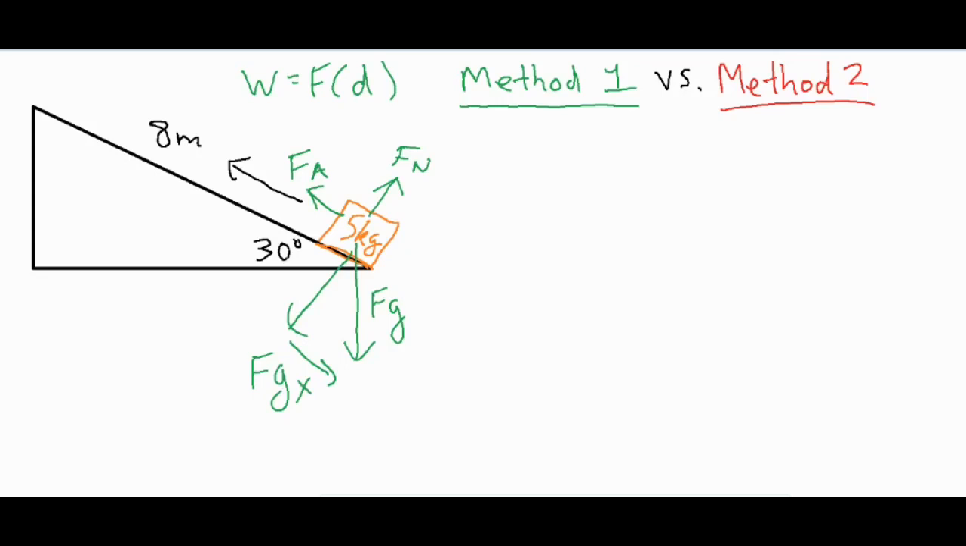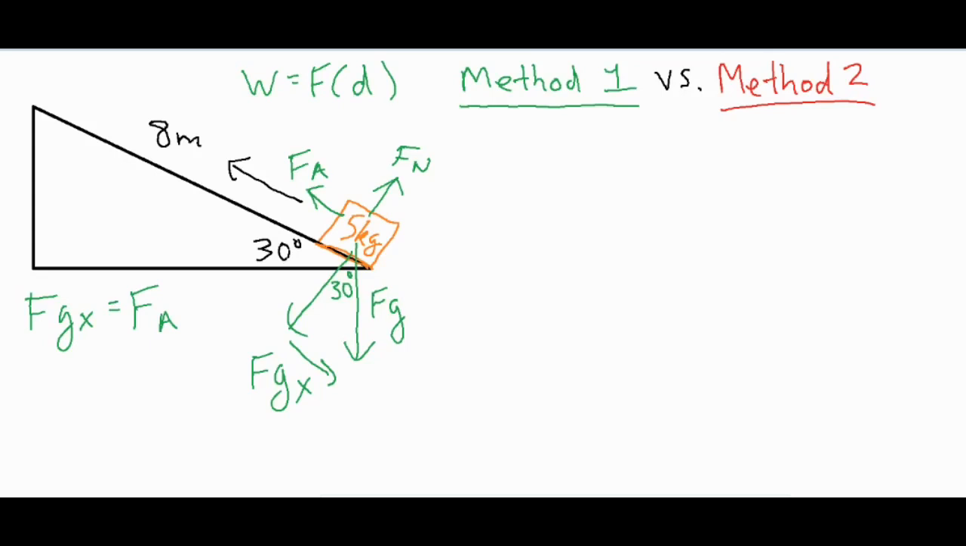So we're going to create a little triangle underneath our 5 kilogram block where our 30-degree angle is going to translate right there. And our FGX is the portion of gravity that would have the box normally sliding down the ramp, and our FA is going to be that force that counteracts it. So we're basically saying our FGX equals our FA in order to pull the block up at a constant velocity.